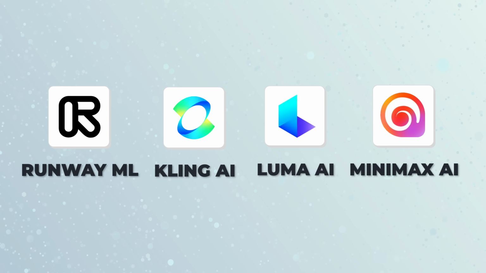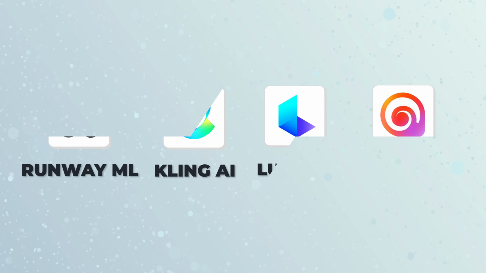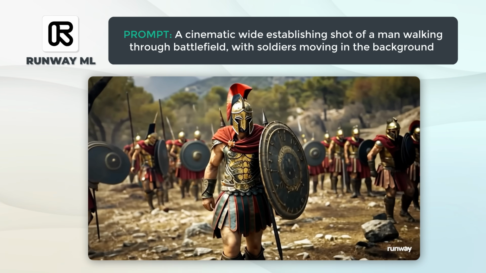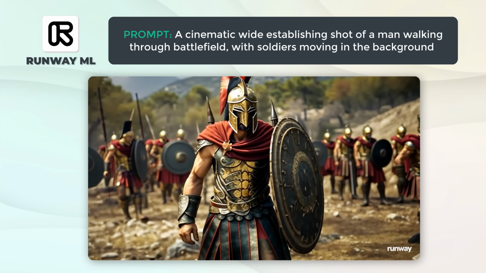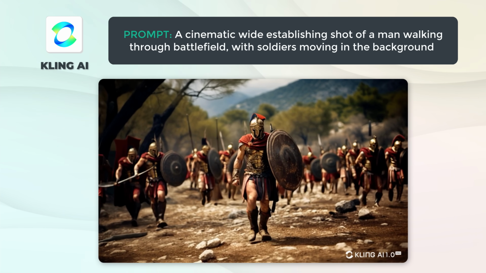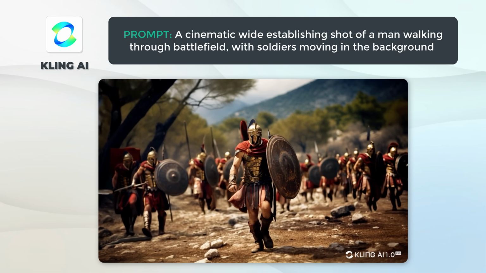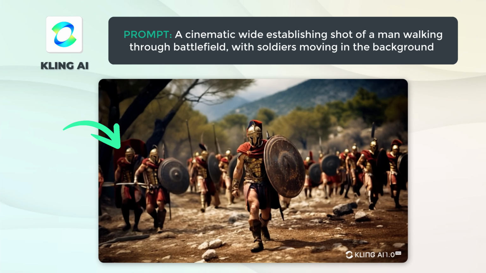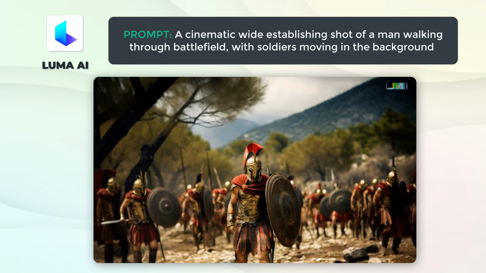Okay, now that we've generated the videos using all the four tools, let's compare the results. Runway did a great job with the video quality following the prompt of a man walking in a warfield. But the soldiers in the background aren't moving. Kling AI is more realistic than RunwayML and you can see the soldiers walking, though the video angle could be better. Overall, it is great. Luma AI didn't get it right actually.